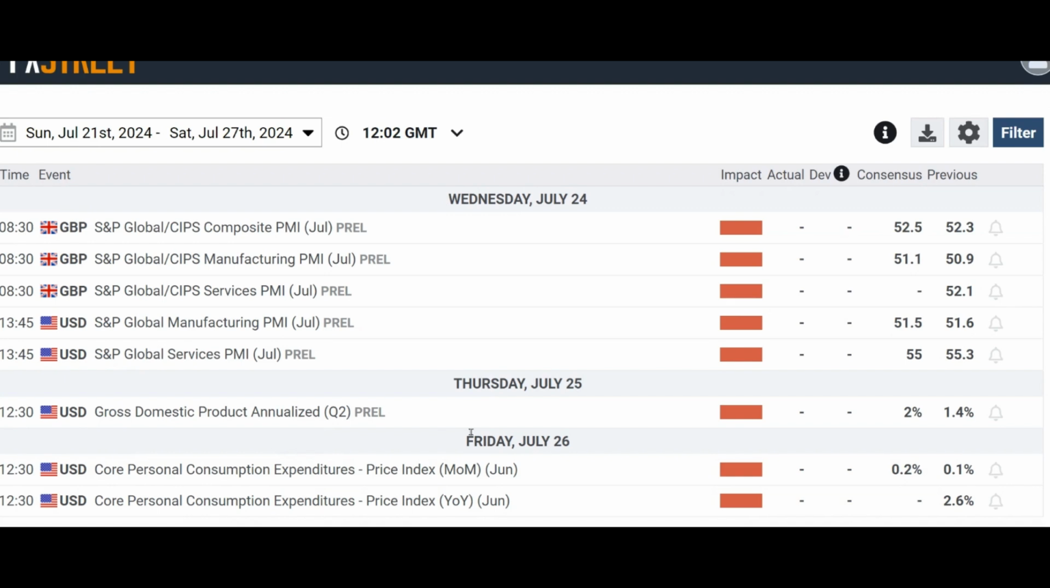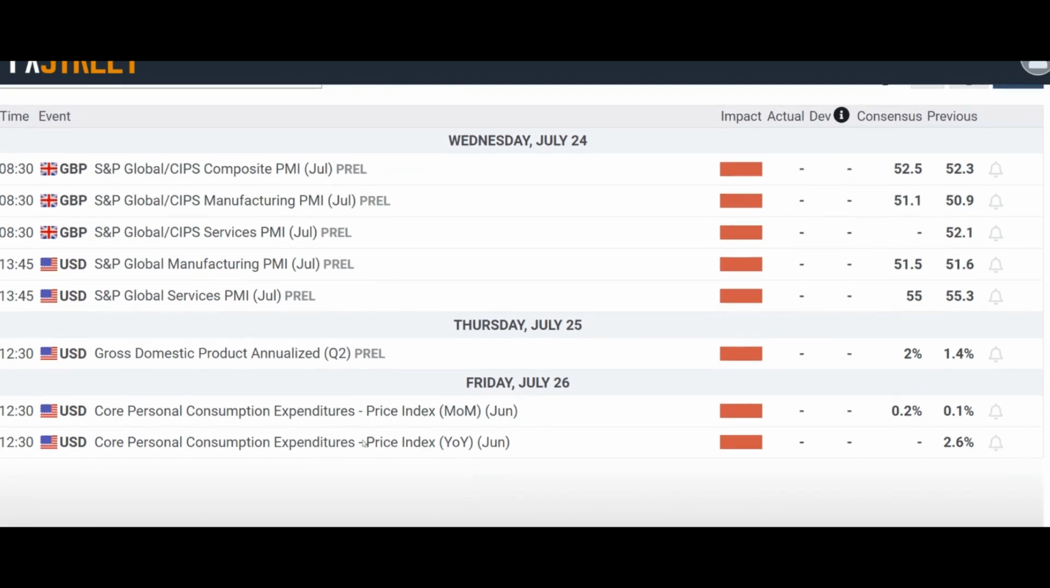Then on Thursday, July 25, we are going to be looking at the gross domestic product annualized for quarter two from the United States, an annual growth rate data, which measures the total value of goods and services produced within the United States during the second quarter. Then on Friday, we will be looking at the core personal consumption expenditure price index, which measures the average change in the last 30 days in the prices paid by consumers for goods and services.